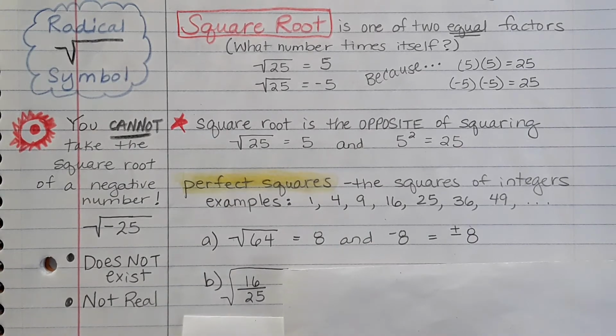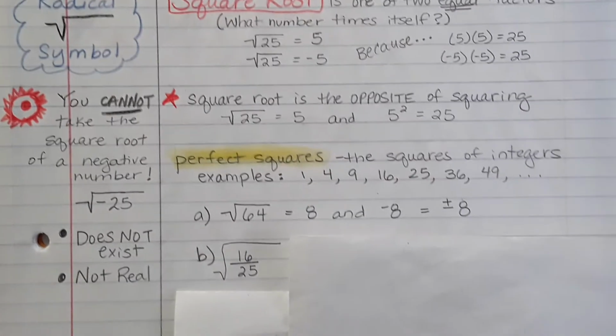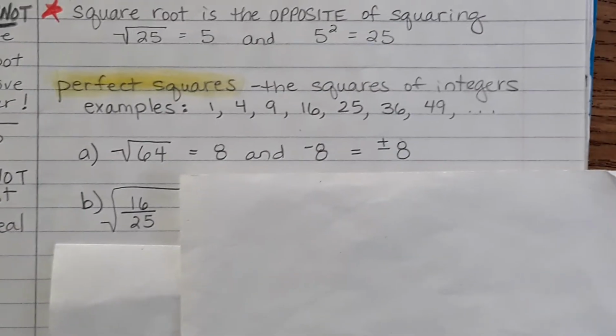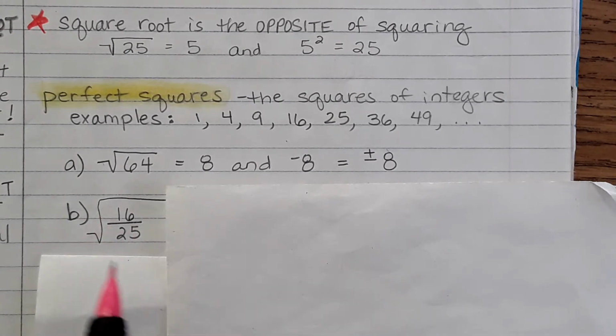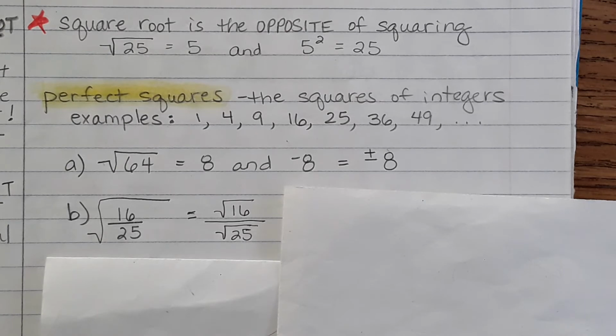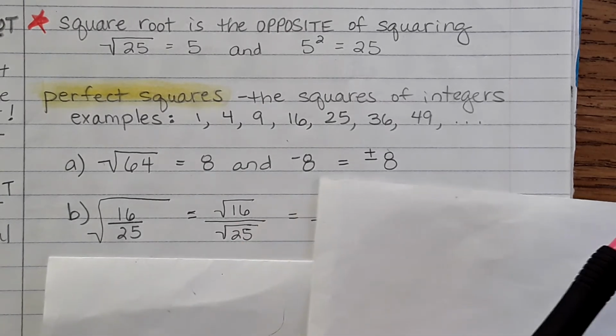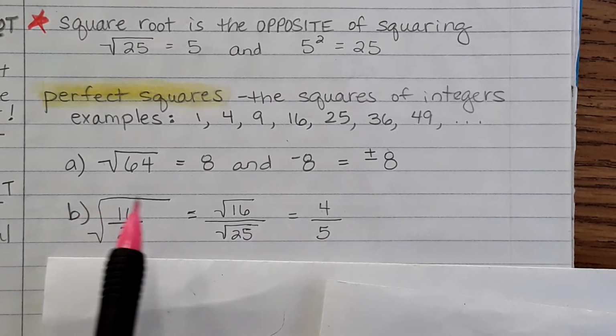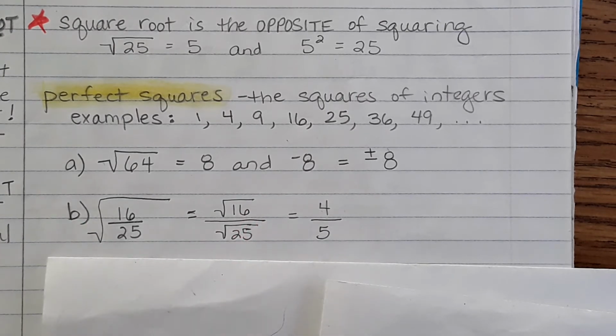What is the square root of 16 over 25? Let's look at example B here. In this example, notice that the entire fraction is under the radical. If the entire fraction is under the radical, then you can take the square root of the numerator and denominator separately. The square root of 16 is 4, and the square root of 25 is 5. So again, if the entire fraction is under the radical, you can take the square root of the numerator and denominator separately.